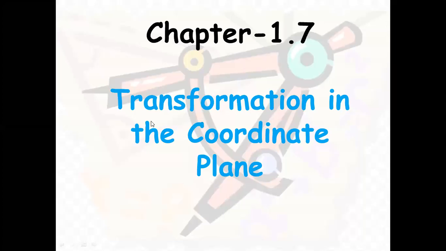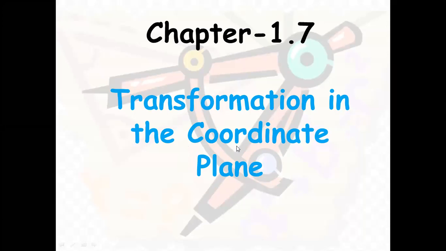Hi everyone. This video will be learning about chapter 1 lesson 7, which is about transformation in the coordinate plane. Now already you know what is a coordinate plane. It is when the x-axis and the y-axis have crossed each other with the four squares which formed are called the coordinate plane, and they are called also as quadrants. The four squares are also called as quadrants.